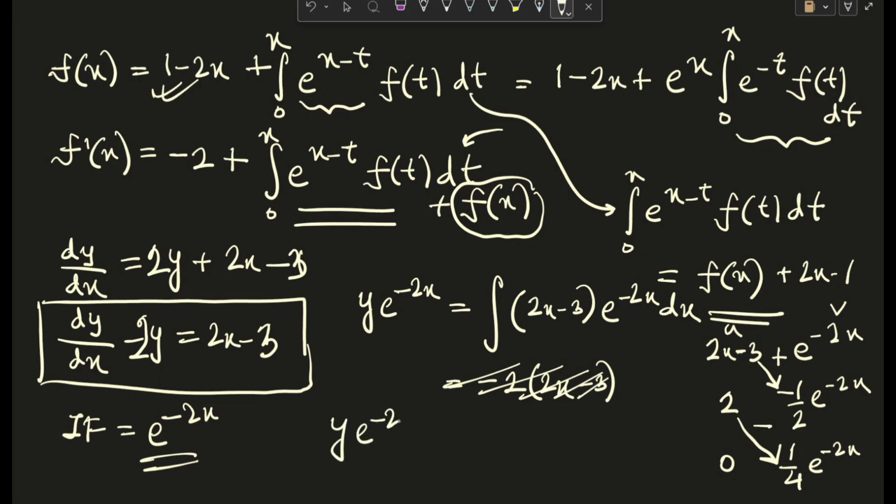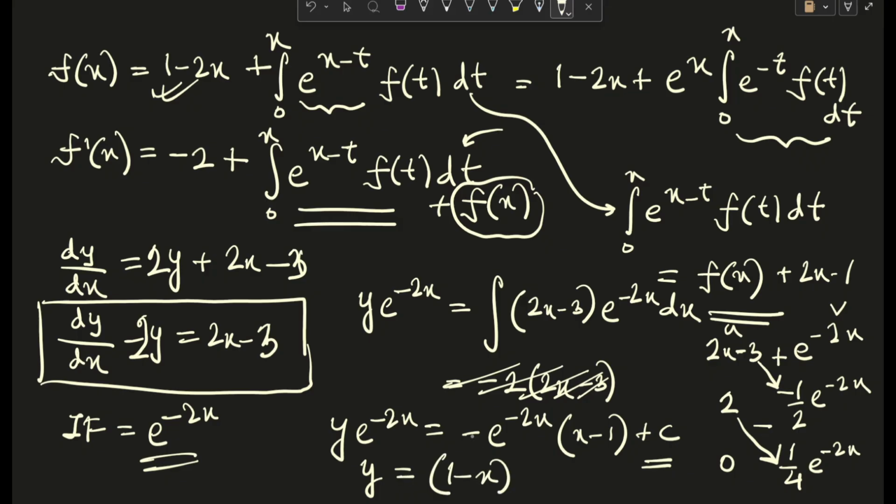So y e power of minus 2x, this would actually come out to be equal to minus of e power minus 2x times x minus 1 plus c. Okay, so this is your final differential equation. And now I guess, okay, what I will do is I will multiply e power 2x on both sides. That is actually pretty to see. So 1 minus x this will become because of the minus, and this is your c times e power 2x. So this one is our final differential equation, guys, and now I will try to find out the constant.